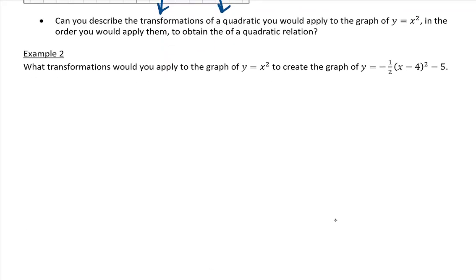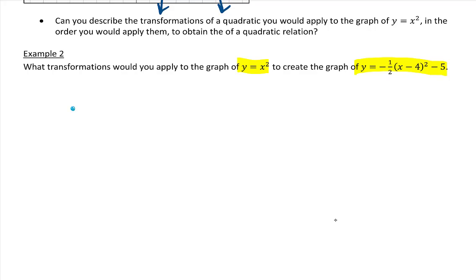Next, can you describe the transformations of a quadratic you would apply to the graph of y equals x squared, in the order you would apply them, to obtain the graph of a quadratic relation? So for example 2, what transformations would you apply to the graph of y equals x squared to create the graph y equals negative 1/2 (x minus 4) squared minus 5? So same as the equation given in example 1.